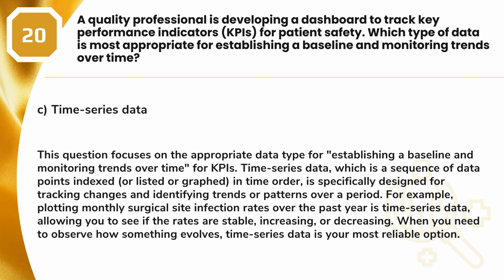Answer: C. Time series data. This question focuses on the appropriate data type for establishing a baseline and monitoring trends over time for KPIs. Time series data, which is a sequence of data points indexed, or listed or graphed in time order, is specifically designed for tracking changes and identifying trends or patterns over a period. For example, plotting monthly surgical site infection rates over the past year is time series data, allowing you to see if the rates are stable, increasing, or decreasing. When you need to observe how something evolves, time series data is your most reliable option.